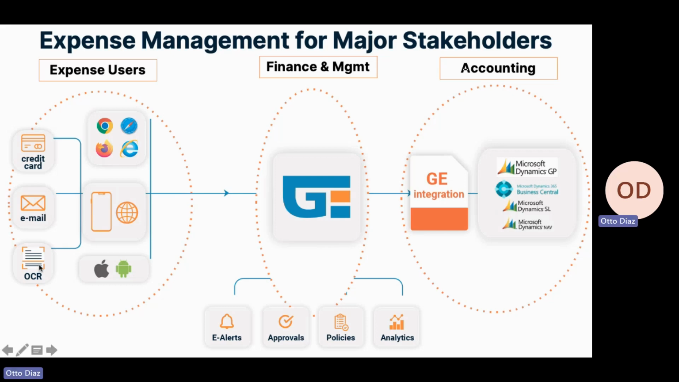Additionally, we have an OCR capability, that is optical character recognition. It's a receipt scanning feature. So if you have a receipt in front of you, you'll just take a picture of it, the application will scan it, and it will complete the transaction for the user. We will go over that in a moment. We support multiple web browsers as well, so users can submit their expenses through the web as well as mobile devices. We support Android and iOS devices.